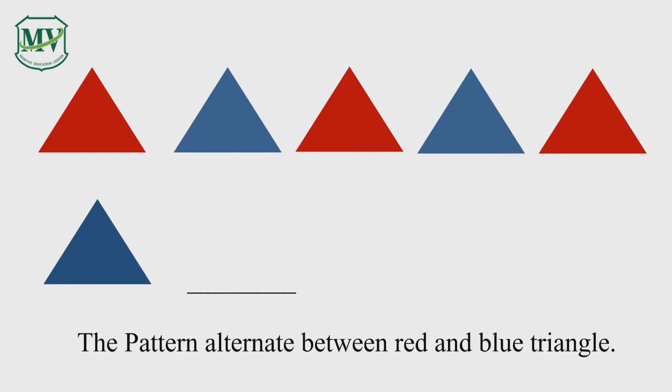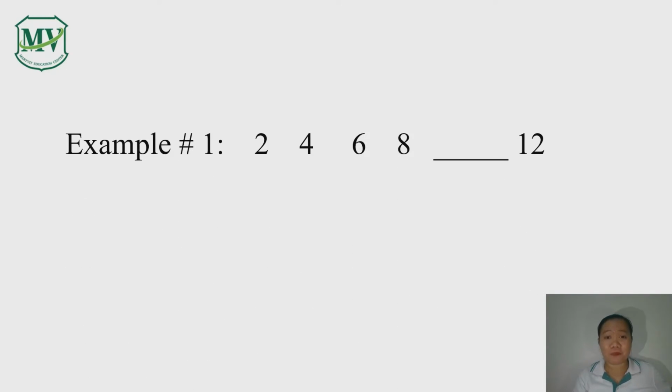Next, a missing triangle. What color must be the next triangle? Yes, it's a red triangle. Very good. Now let's use another example. Instead of using colors and shapes, we are going to use numbers. Let's take our example number 1.